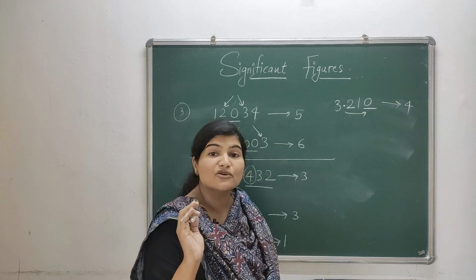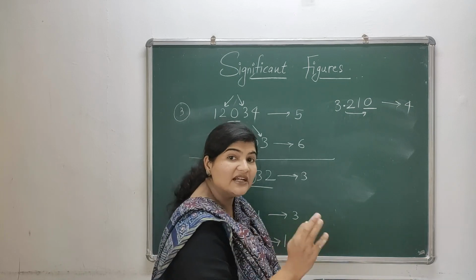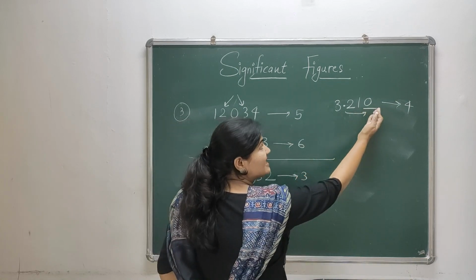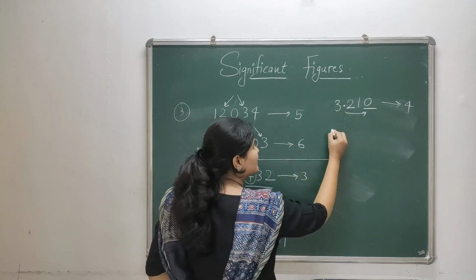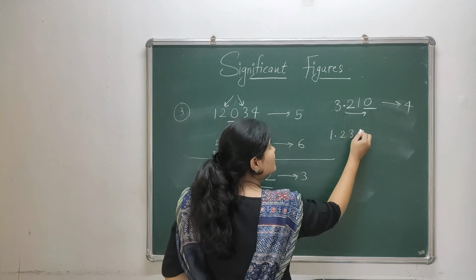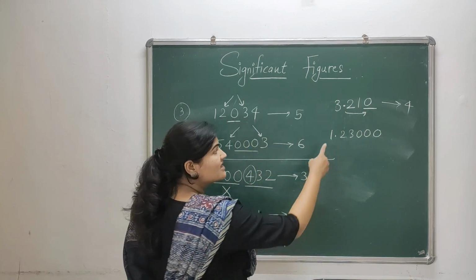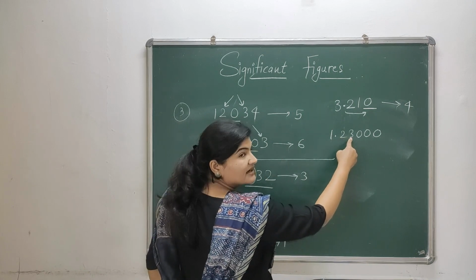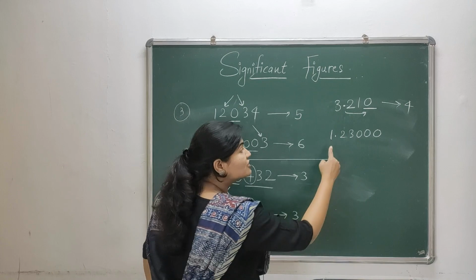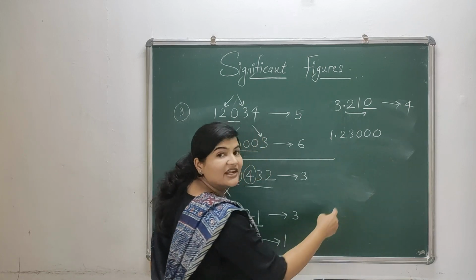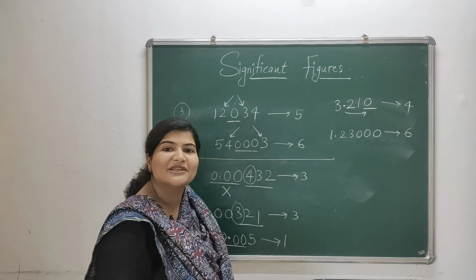So when the zeros are on the left side, they are non-significant. But when they are on the right side of the decimal point, then they are significant. Another example: 1.23000. How many significant figures? 1, 2, 3, 4, 5, 6. These 3 zeros will be significant because they are placed on the right side of the decimal point. So 6 significant figures will be there.